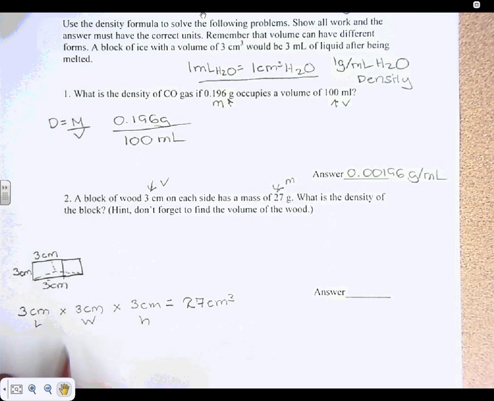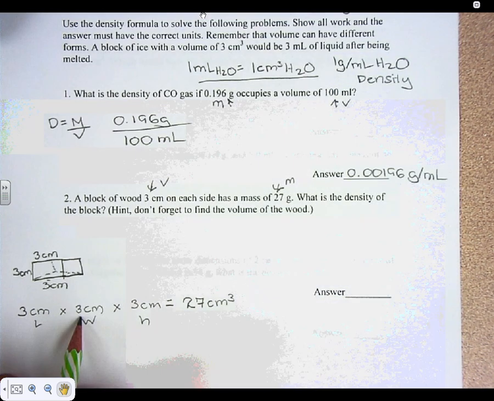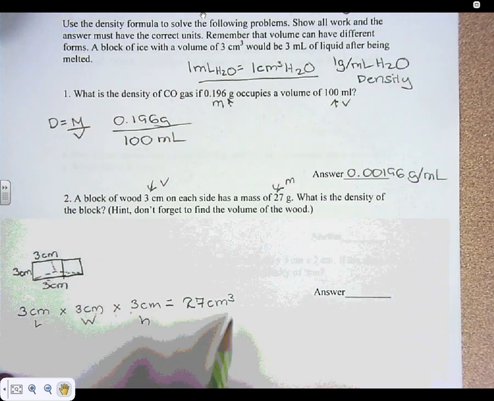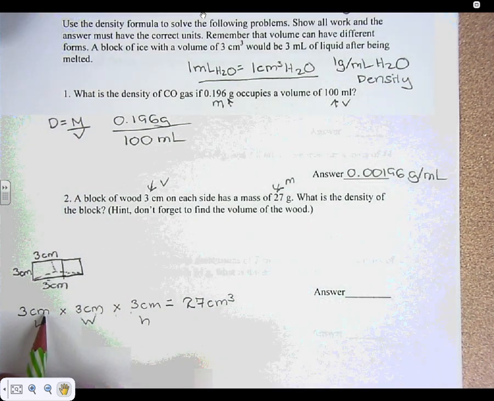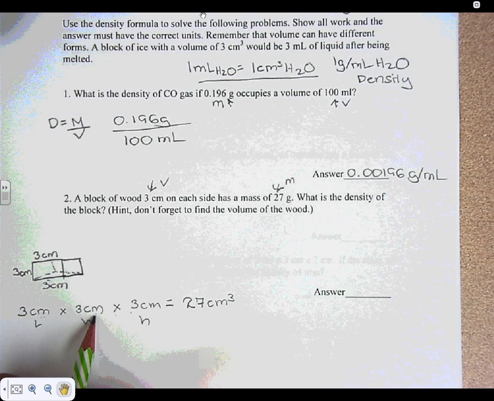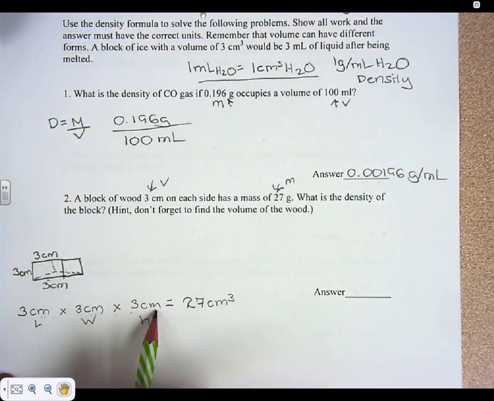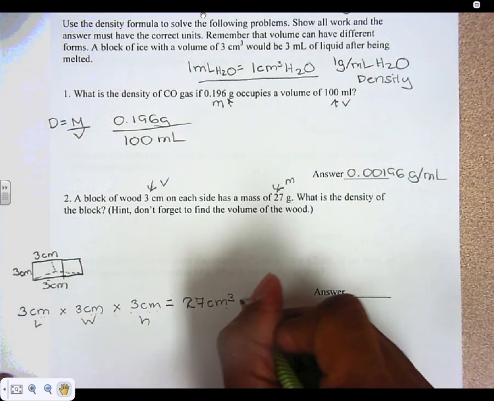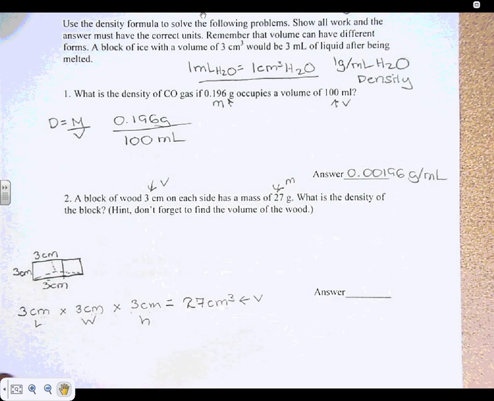So 3 times 3 is 9. 9 times 3 is 27. And when we multiply each one, we're increasing the exponent for the centimeters. So centimeters times centimeters is centimeters squared. Centimeters squared times centimeters, because there are 3 of them, ends up cubed. So this number represents our volume, our V.